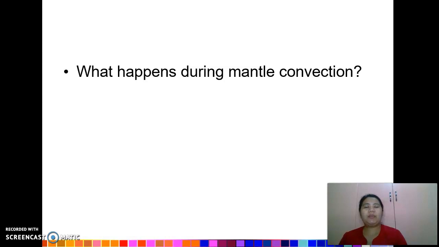So what happens during mantle convection? Again, may I reiterate on this, hot material goes up, leading to breaking the crust on top of it, and then leading to a divergence, where the crust moves apart in the area wherein the magma is being released. So it moved apart, leading to a formation of a divergent boundary as per the explanation of Arthur Holmes.